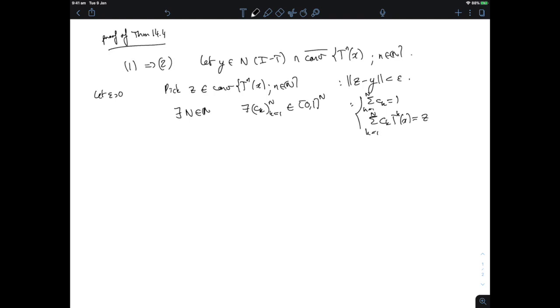Okay, now what do I need to estimate? I need to give myself an n, which I'm going to send to infinity, and I need to look at y minus the Cesaro averages of T and x.